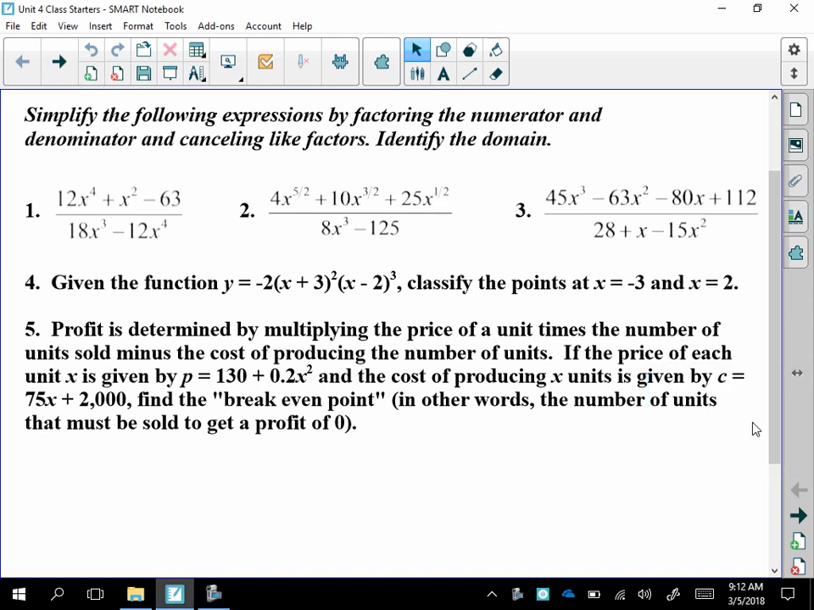All right, this is the class starter from Friday that we started on after your test on Friday. We did 1 and 2, and in both of those we followed the same sequence of steps. We factored, and then before we did any kind of simplification, we identified the domain. Because we're dealing with rational expressions, they're going to have denominators, and whenever we have a denominator, we have to ensure that it's not equal to 0. So after factoring, we identified any values of x that would cause us to get a 0 in the denominator, and excluded them from the domain. Then we were able to cancel any like factors to simplify our expression. So we did that in 1 and 2.